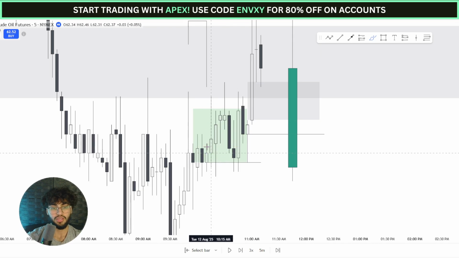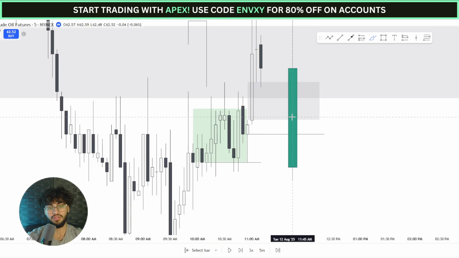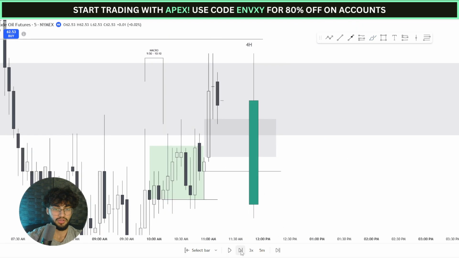So that's what differentiates an A plus setup from a C setup. You're not going to take this, right? And why are we on the 5-minute chart instead of the 1 minute? Because we're looking at an hourly fair value gap now, right? So pretty much you'd be waiting for this here instead.